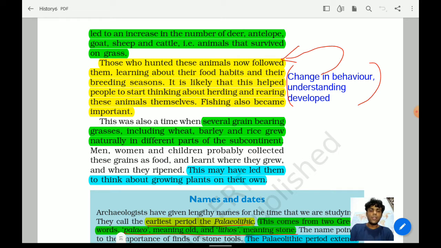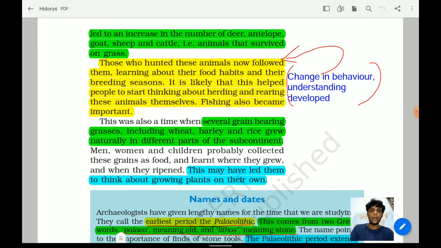So obviously they must have followed them from the very beginning. So they must have understood their cycle. Okay, so it is likely that this helped the people to start thinking about herding and rearing. Rather than moving behind them, they must have understood that we can just tame them and keep them with ourselves, and they started herding and rearing these animals themselves so they could get the food supply uninterrupted.